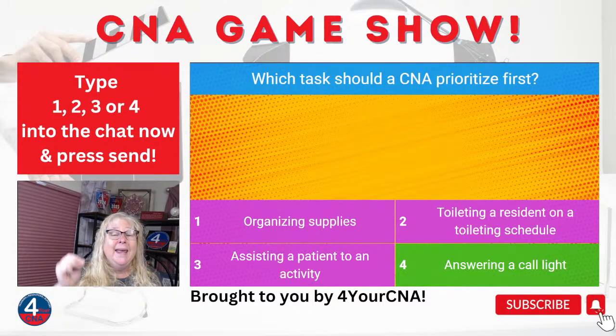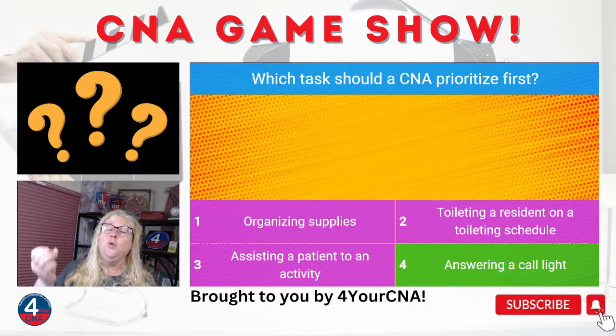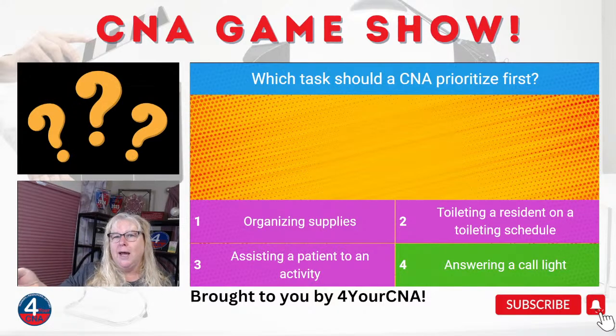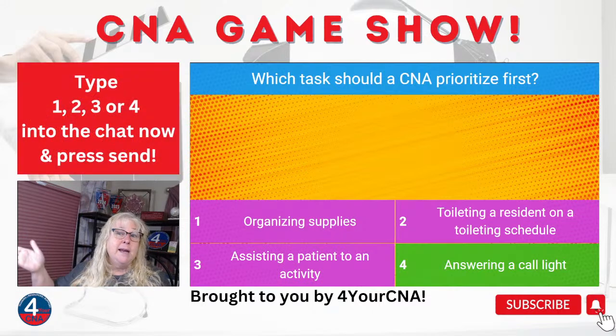But remember, if somebody is having an emergency, they are told to use the call light. So we don't know, is that call light somebody that's having chest pain? Is that call light somebody that just fell out of bed? Is that call light somebody who's projectile vomiting blood because they have esophageal varices? Is that call light the neighbor, the roommate of somebody who's currently having a stroke?